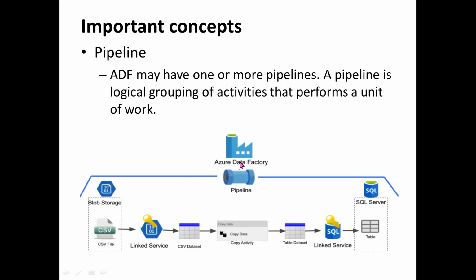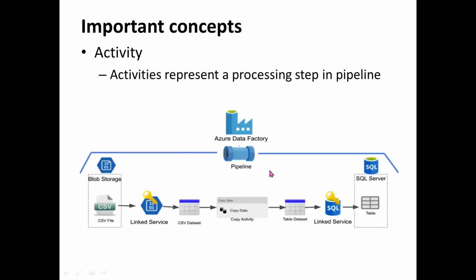Okay. So now the grouping of activities that performs as a unit of work. Activities represent a processing step in a pipeline. As you can see, it's one of the steps in the pipeline, and there could be many activities in one pipeline. But without activities, the pipeline doesn't exist. If nothing is there, then we will not have any pipeline and it will not get called a pipeline.